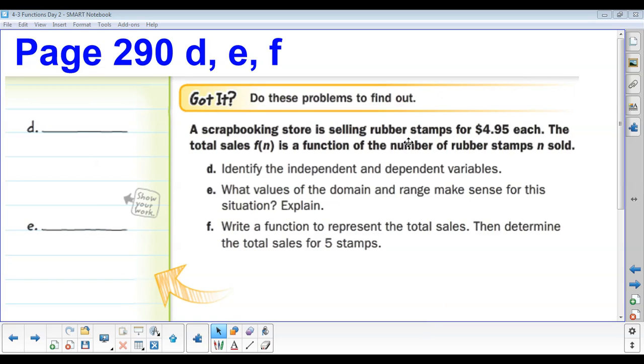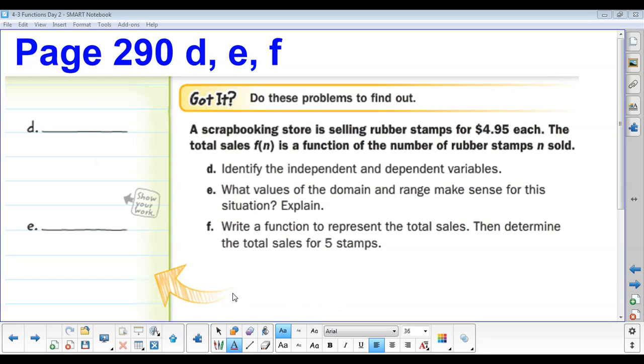So, a scrapbooking store is selling rubber stamps for $4.95 each. The total sales is a function of the number of rubber stamps sold. The first thing they want us to do is identify the independent and dependent variables. Our clue is that the thing next to f of n is always going to be our dependent variable, and the thing next to the plain old variable is our independent variable.